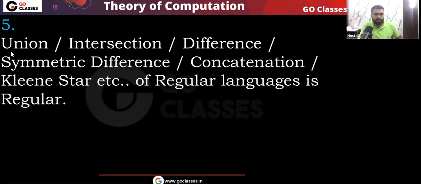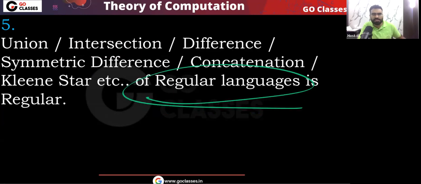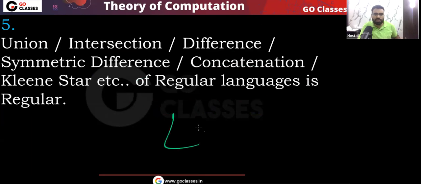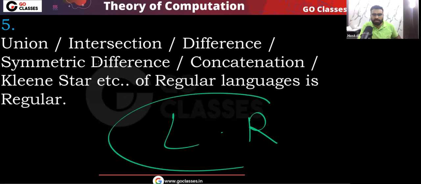Also, the union of regular languages is regular. Intersection, union, set difference, symmetric difference, concatenation, Kleene star of regular languages is regular. So if L is regular, then L star is also regular. If L and R are regular, then their union is also regular, their intersection is also regular, their difference is also regular, their symmetric difference is also regular, their concatenation is also regular.